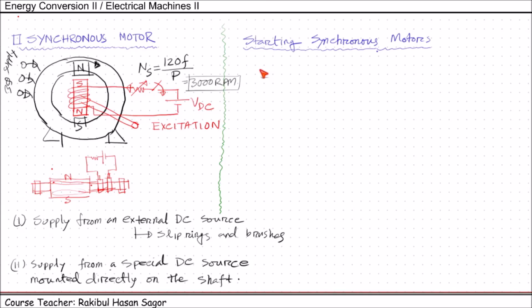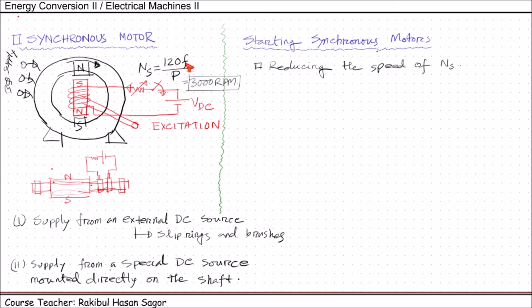Three basic approaches can be used to safely start a synchronous motor. Number one, reducing the speed of NS, that is the synchronous speed. How can we reduce the synchronous speed? By reducing the supply frequency.